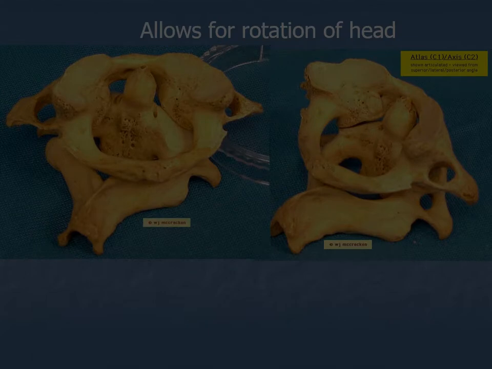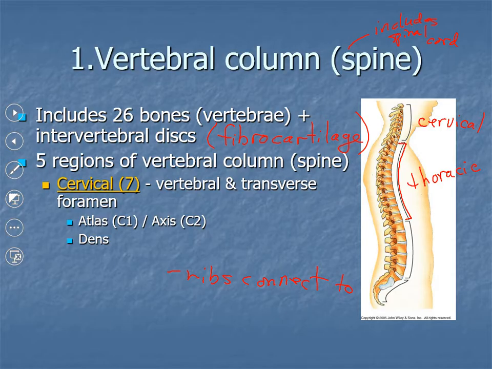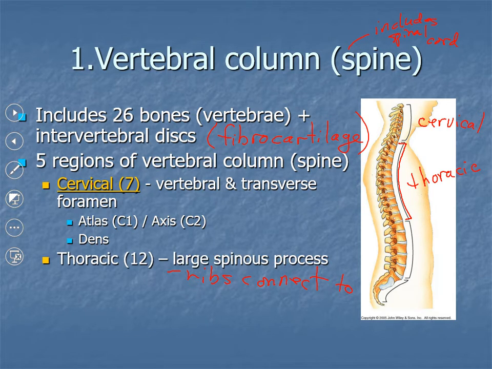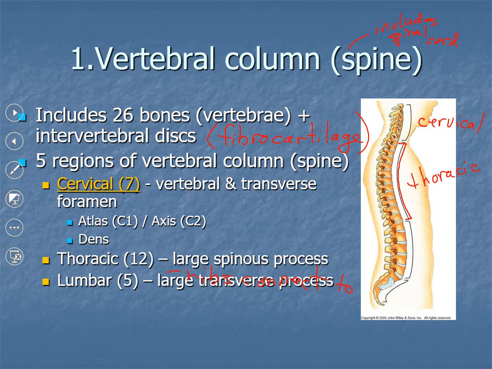Not there. Let me go back. With the next region, which is the thoracic region. And I thought, there we go. And we've got 12 bones in the thoracic, so we have a large spinous process that allows for a lot of musculature to hold on and grab on, especially as those spinous processes overlap each other. And so kind of take a look at that here in a little bit.